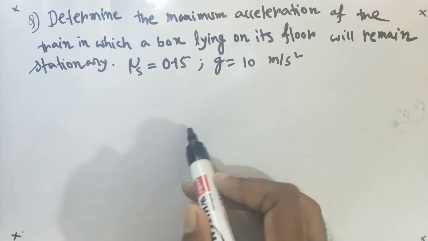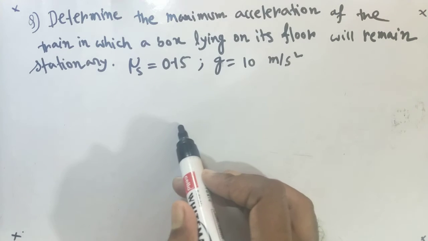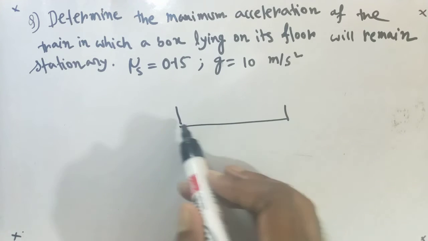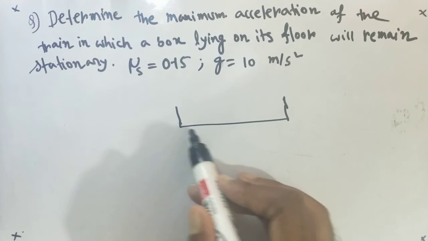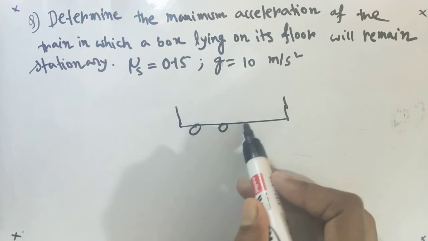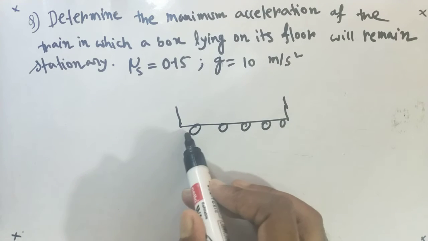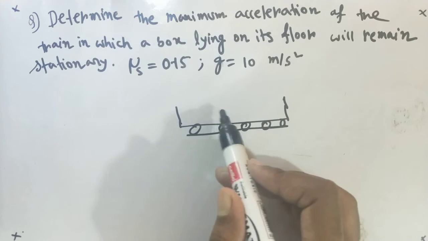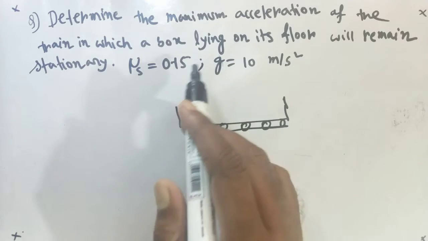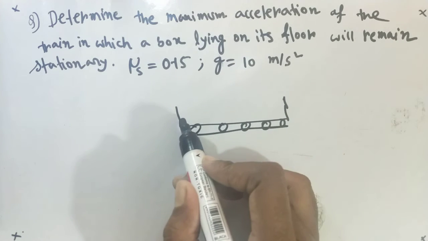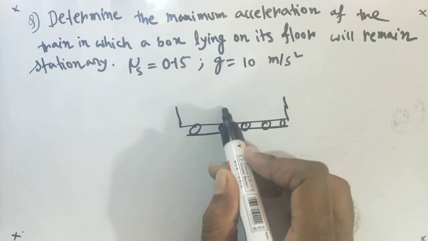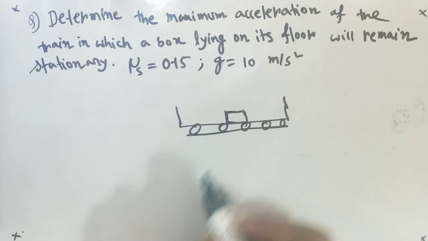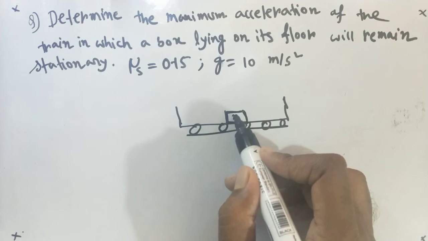Okay, suppose this is a train, suppose this is a compartment of the train, and there is a box lying on its floor. Let me draw it over here. So suppose this is the box, of mass m.